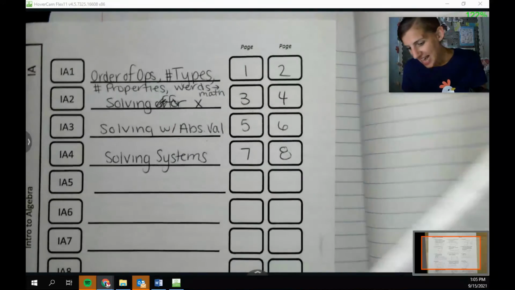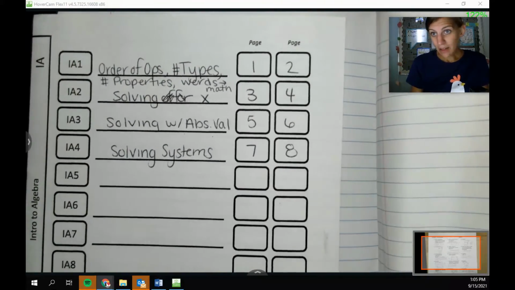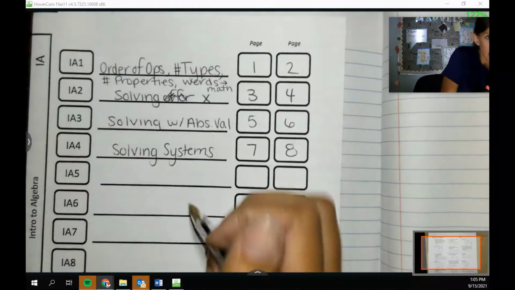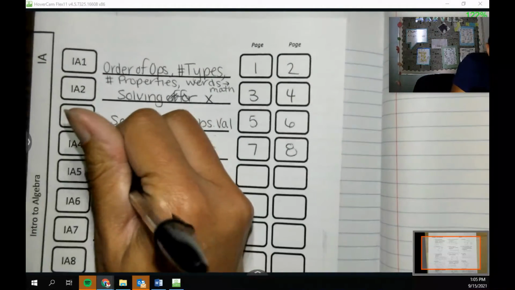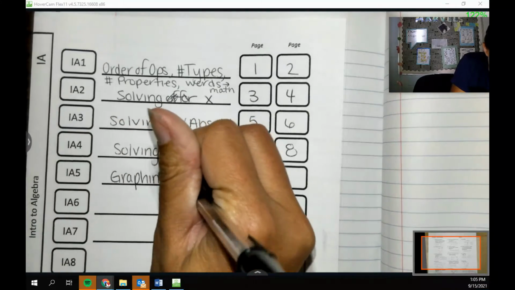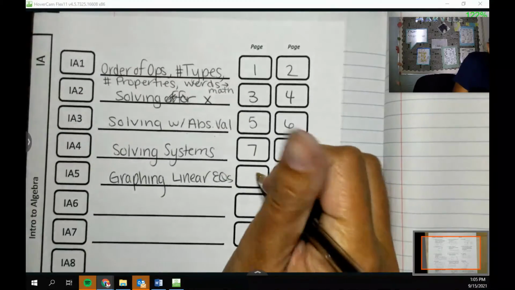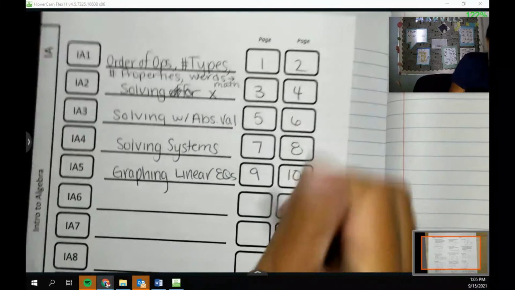All right, guys, we're going to add to our notebook again. This time we're going to be talking about how to graph linear equations. So in our table of contents here, we're going to put graphing linear equations. And this is going to go on 9 and 10.